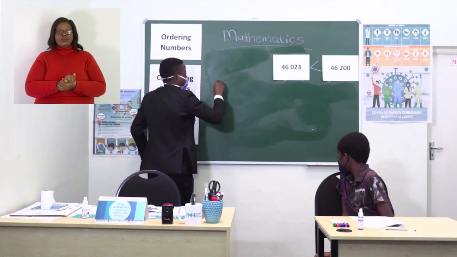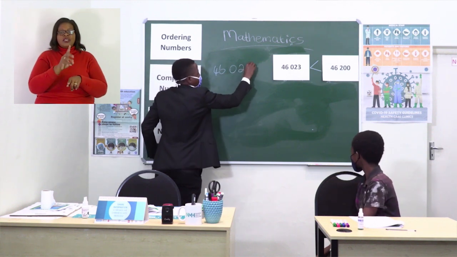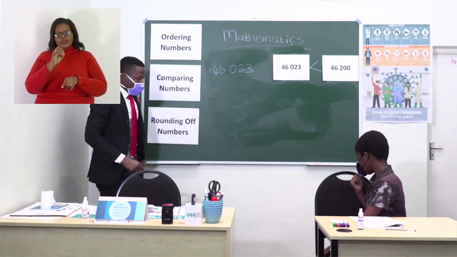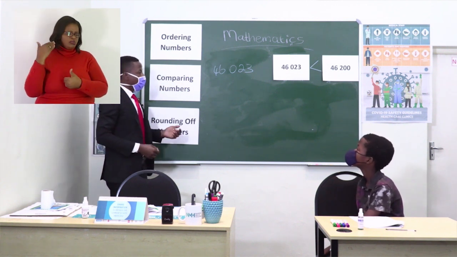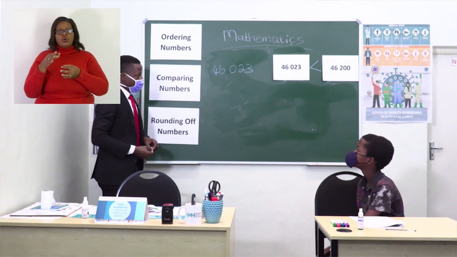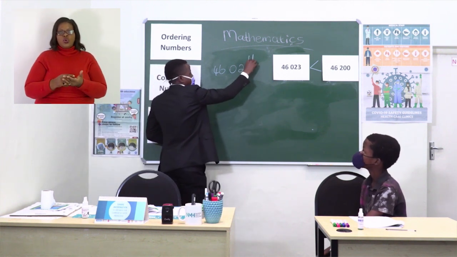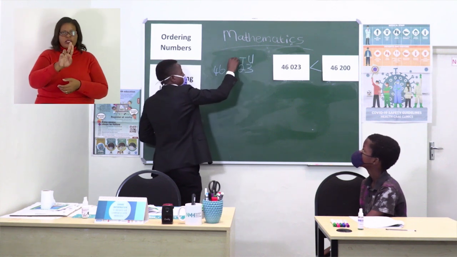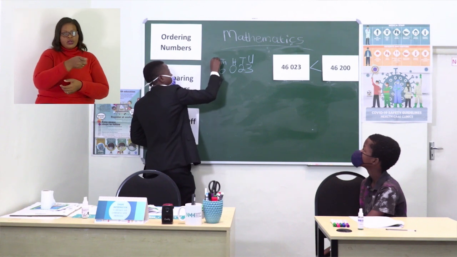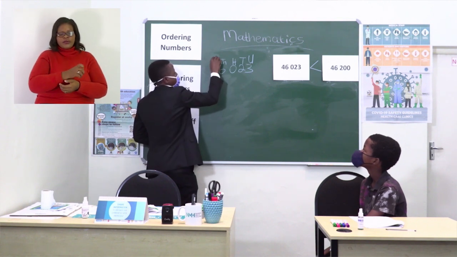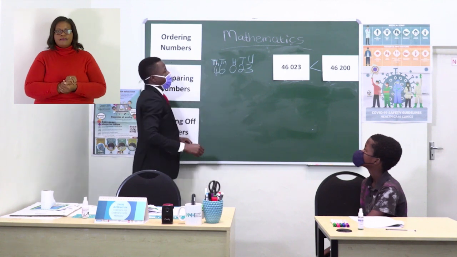You'll be given a number, for example, 46,023. And remember in the previous presentation, I was talking about place values. The last number is always a unit, a 10, 100, 1,000, and a 10 thousand.